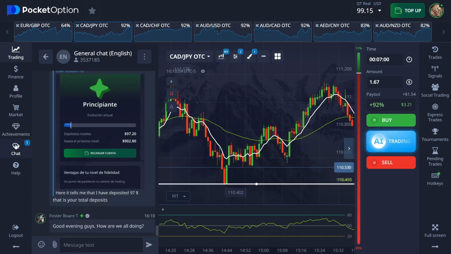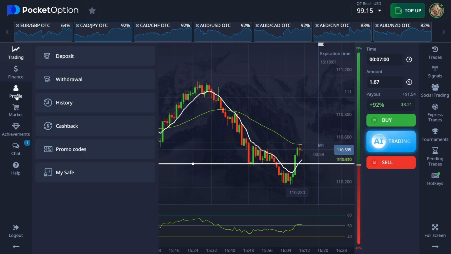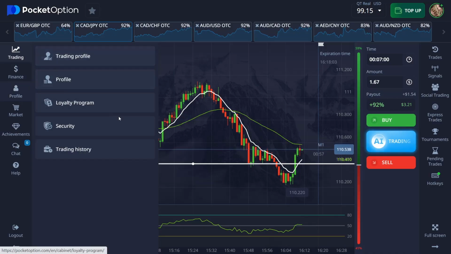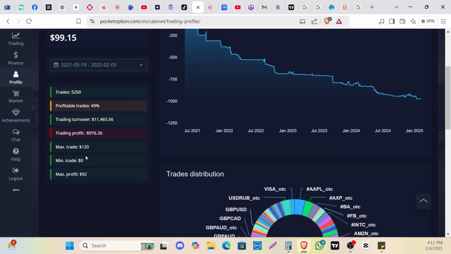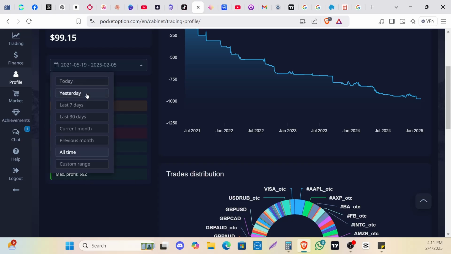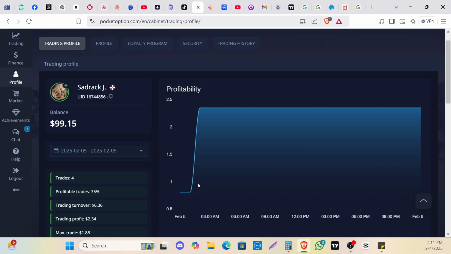Well, that's the winning rate, but don't be focused on that, guys. I just want to see how I did today, what my winning rate was, my trading profile, just for today. So that's my current balance. That's the overall trading performance for today. Yeah, 75%, and a max profit of 973 cents.